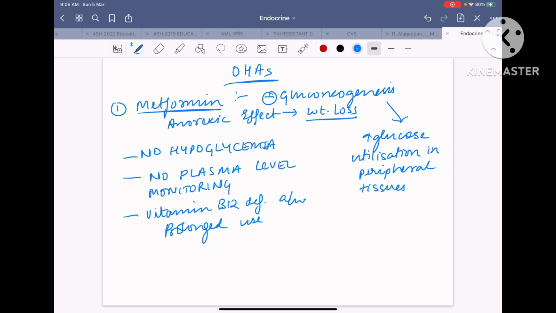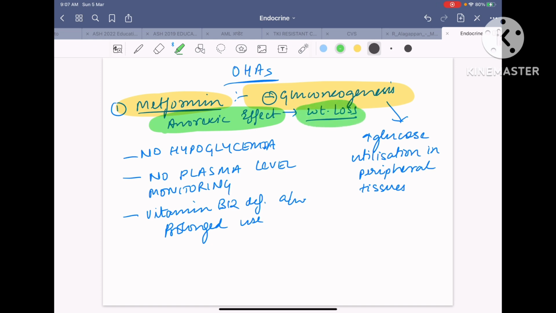So metformin, what it basically does is that it inhibits gluconeogenesis. Gluconeogenesis, that is synthesis of glucose from entities other than carbohydrates, like amino acids and proteins. So basically it has an anorexic effect which ultimately leads to weight loss.